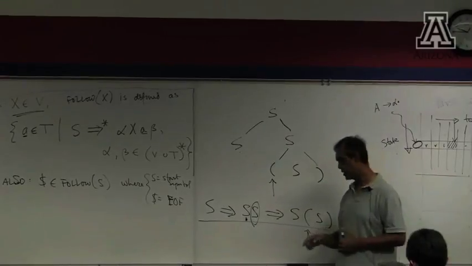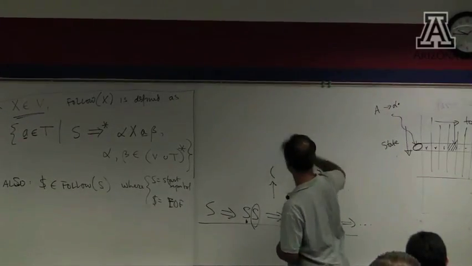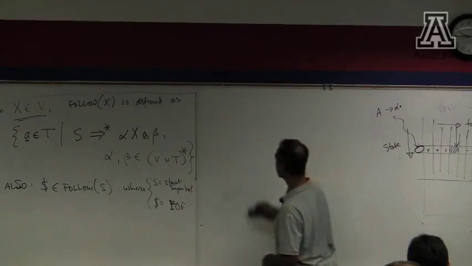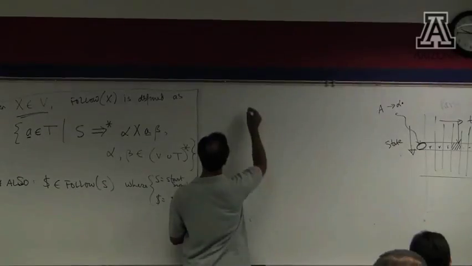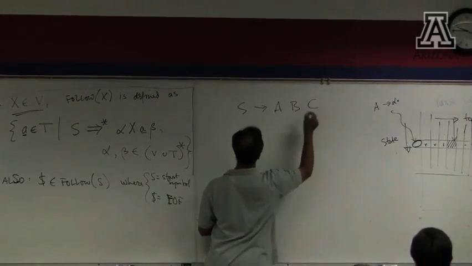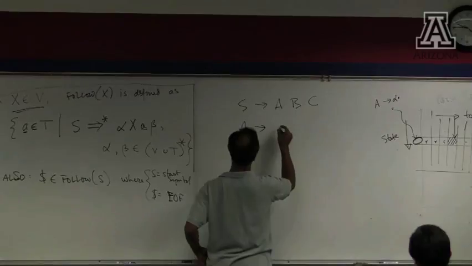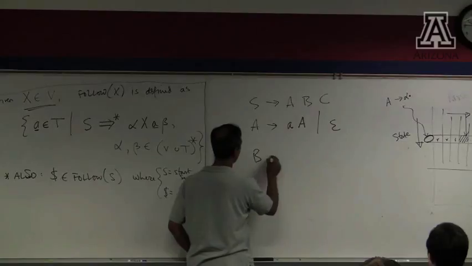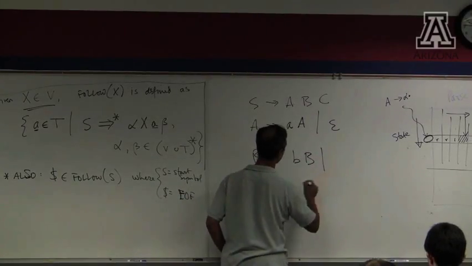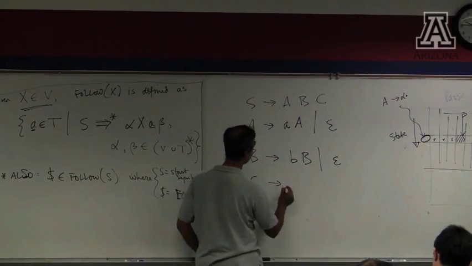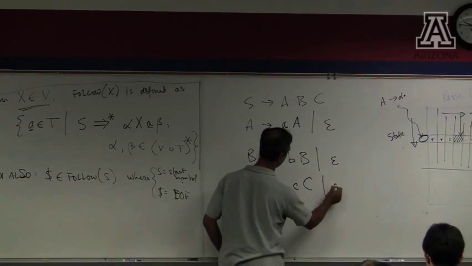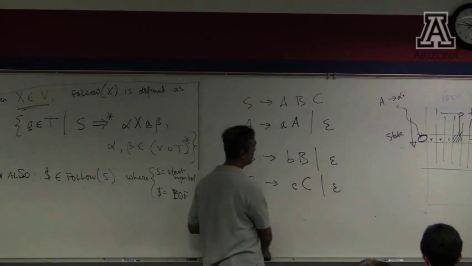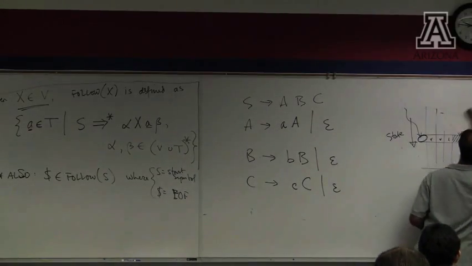Let me do a slightly more complex example. This one has S's, and the S's are playing a double role, and that can be confusing. So here's a slightly more complex grammar. S goes to A B C. A goes to AA or epsilon. B goes to B B or epsilon. C goes to C C or epsilon. All right, let's clean this off.